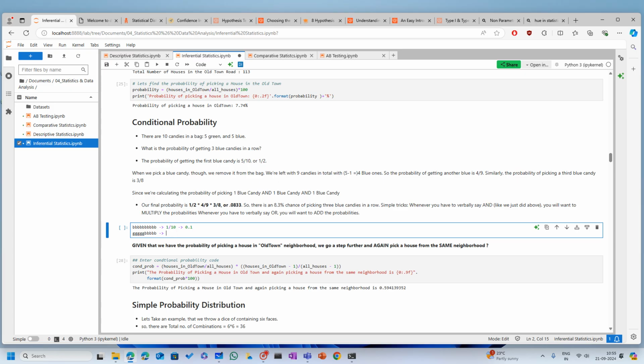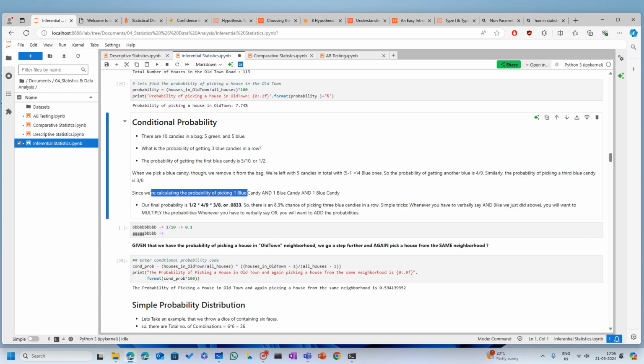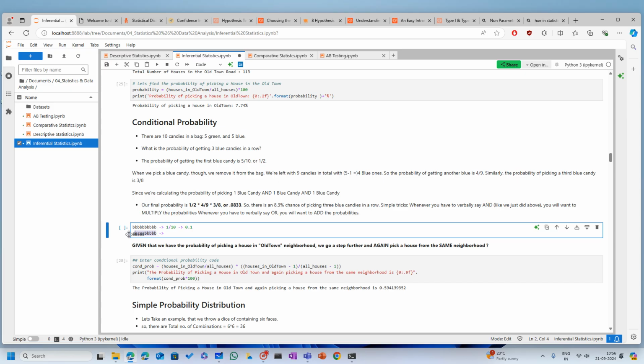so if you have 5 G's and 5 B's, irrespective of what you have. So earlier in the first case, the probability of choosing one B out of 10 B's was 1 by 10. But if you're calculating the probability of picking one blue candy, and the question is getting 3 blue candies, so 1 B, 1 B and 1 B, you have to get 3 times repeatedly.